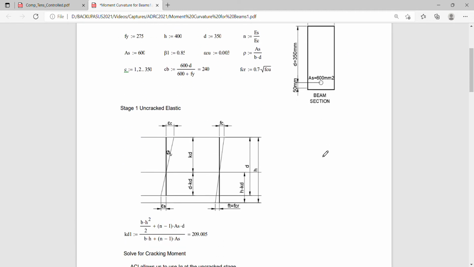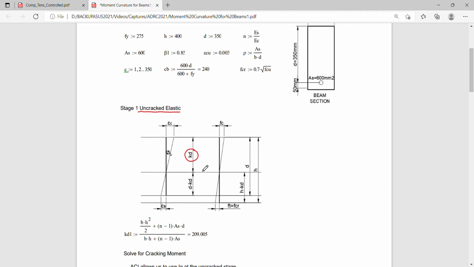Okay, so in our previous lecture, I discussed to you what curvature is. On the uncracked elastic stage, what happens is your beam bends elastically, and the determination of such strain compatibility, which exists in the elastic stage, will be defined by the neutral axis on the basis of your kd, and is computed by what? Using the transformed section method. So you are simply taking into consideration the geometry of the section. So the basis for the location of the neutral axis is mostly the geometry of the section.